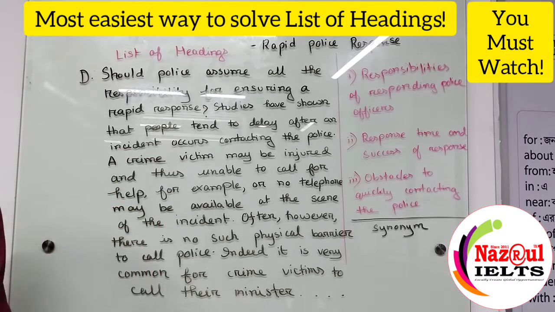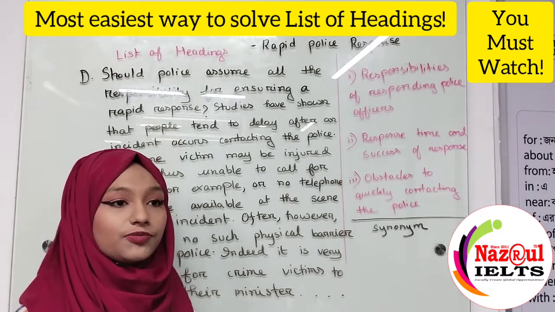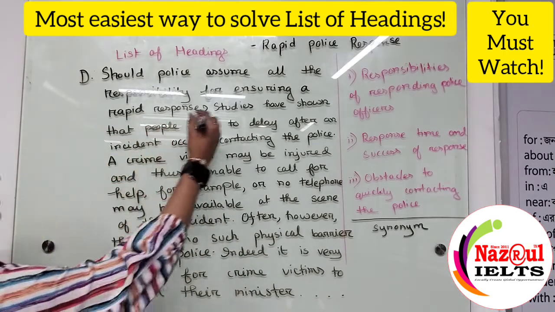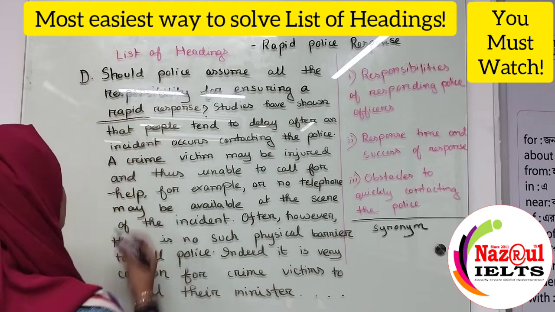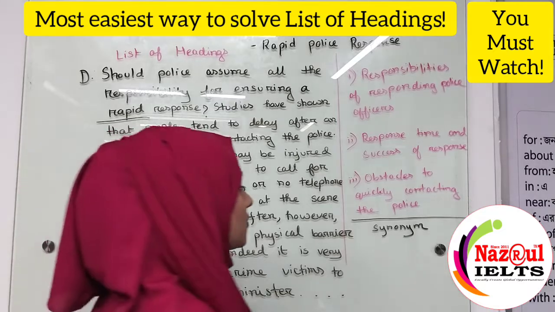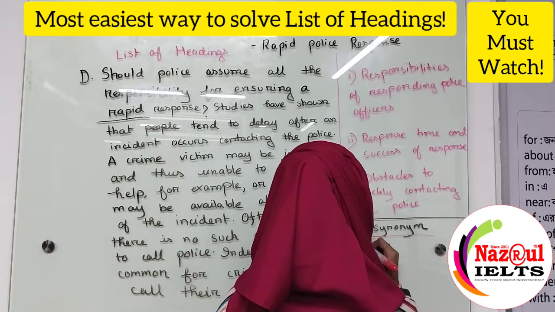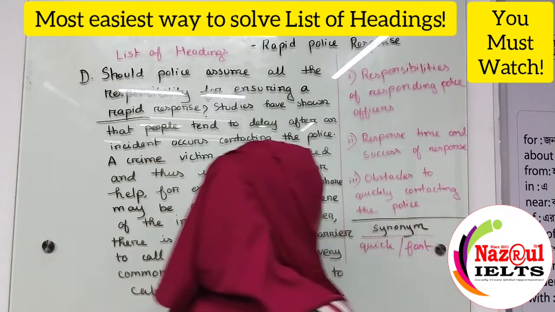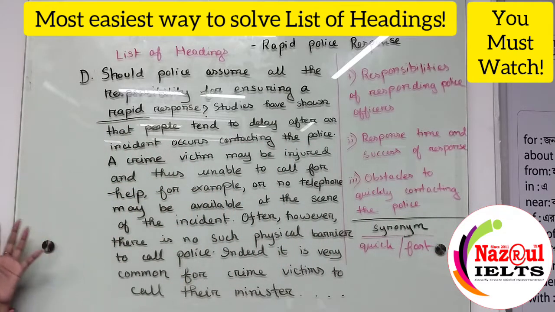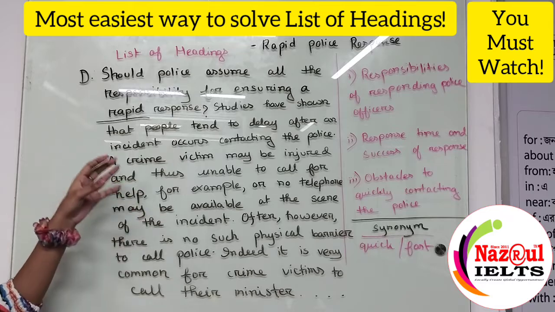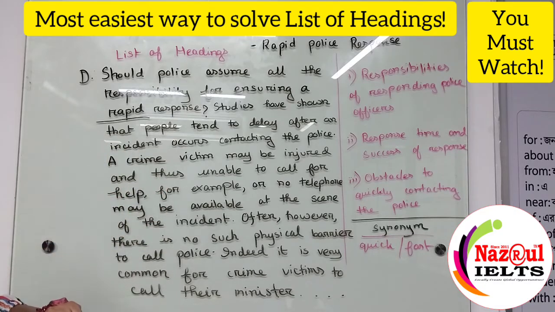Another thing that is important is we need to look out for synonyms, right? The synonymous word. So here one word we find is rapid. Where is it here? Rapid. So what's the synonym for rapid? Quick. Quick means rapid. Or fast. So the first question that the paragraph is telling us is, should police assume all the responsibilities for ensuring a rapid response?